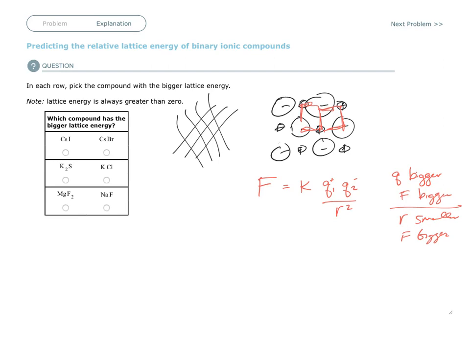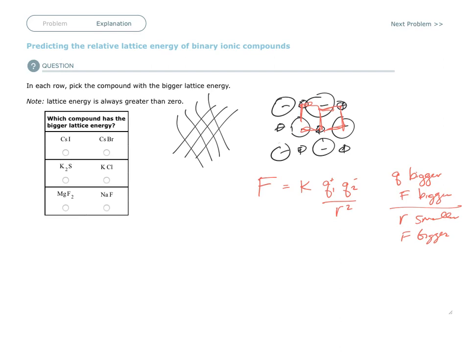Okay, so you're given two compounds and asked which one has the highest lattice energy. Well, the one with the highest lattice energy has the smaller R, the smaller distance apart, and it has the largest charge. Okay, so you're like, how do I know the distances? The distances are how big that atom is, or that ion is.